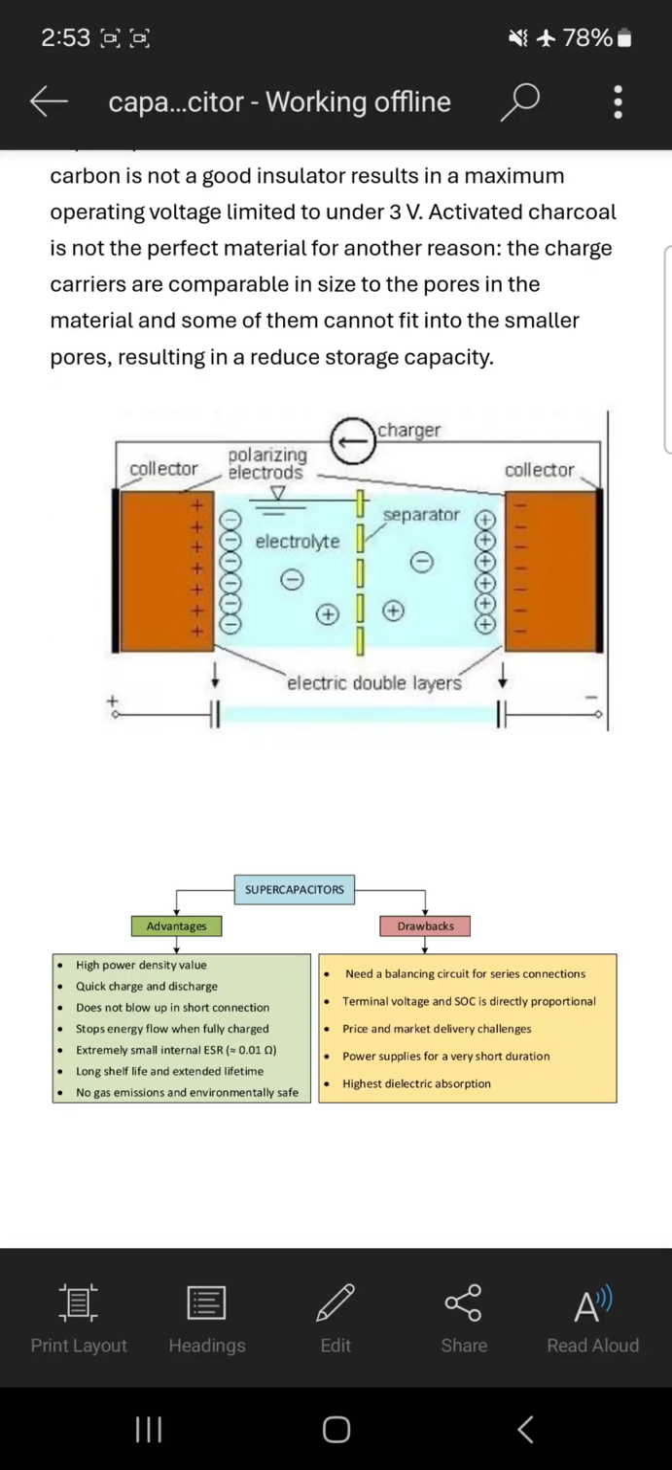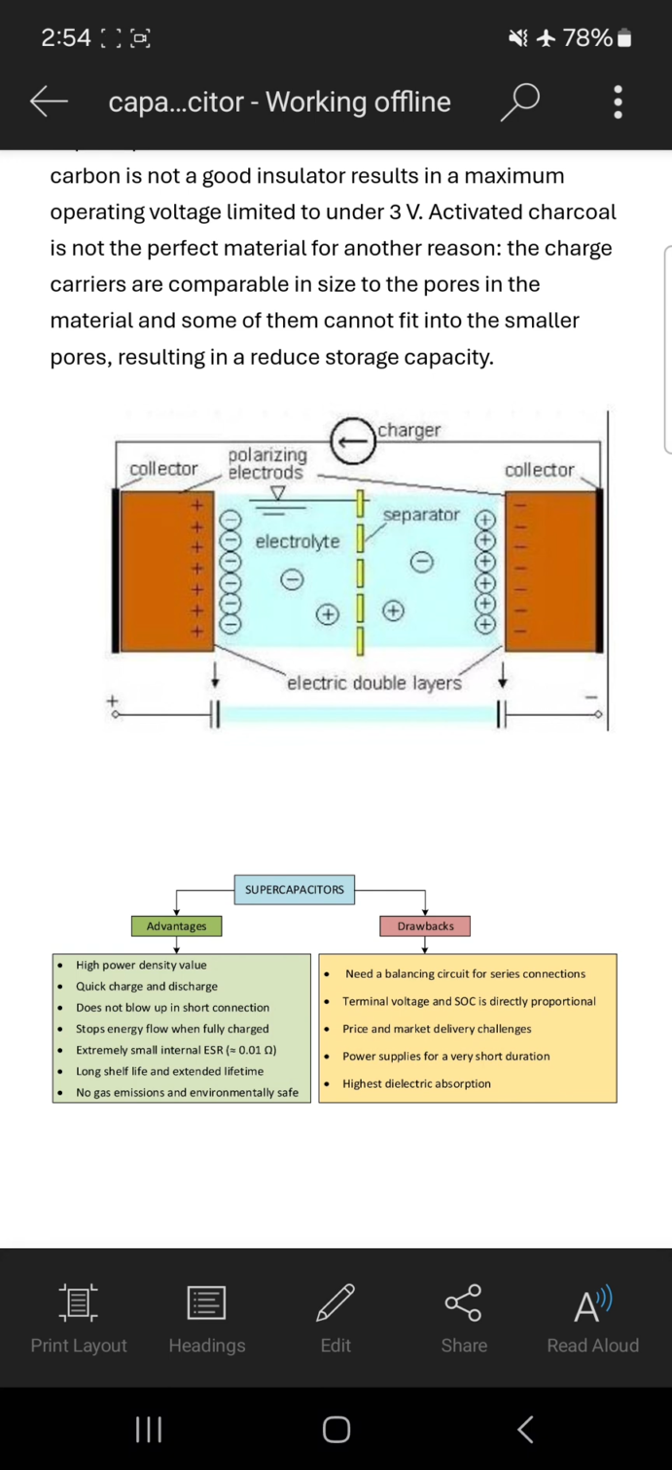Here you can see the construction of a supercapacitor. There are polarized electrodes, a separator, and an electrolyte which contains positive and negative ions. The collectors also have oppositely charged ions, collectors are also present, and an electric double layer is present with positive and negative ions.